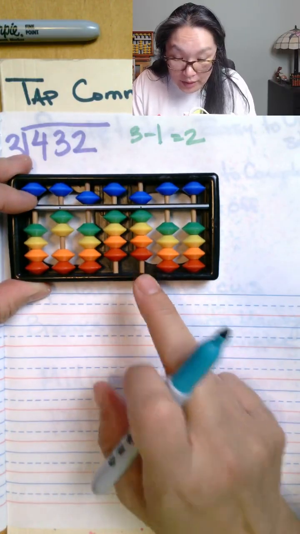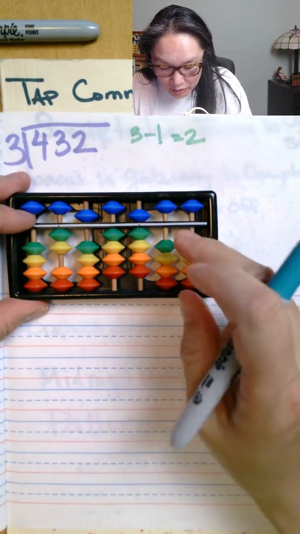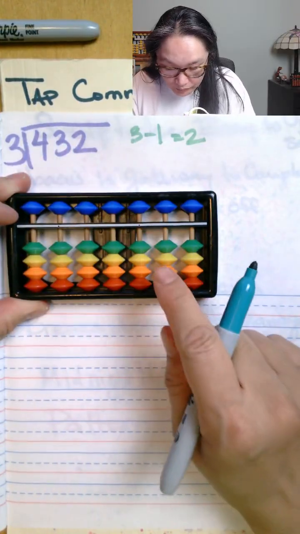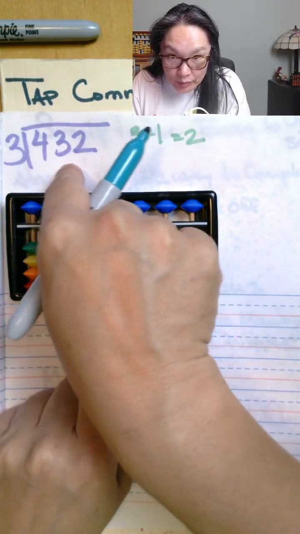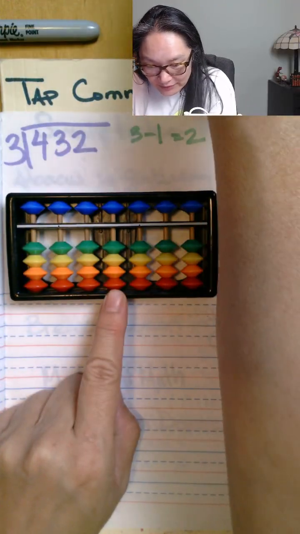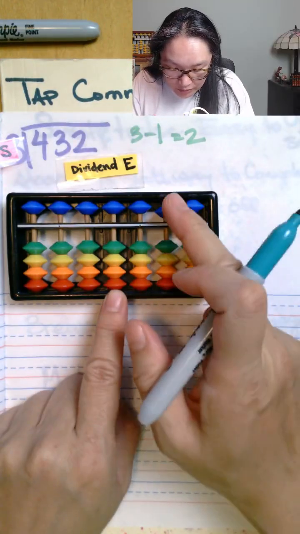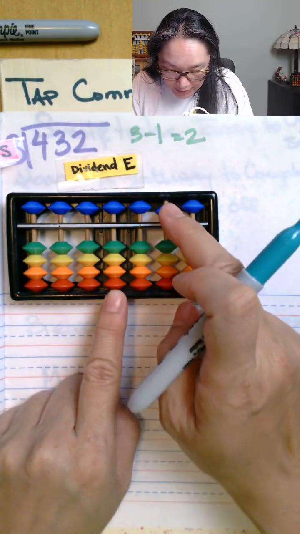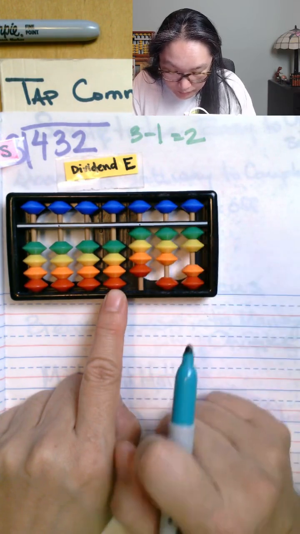So, we're doing division. I'm going to do 2, 1, 2. Now, what I'm going to do is put my divisor and my dividend on the abacus. So when I do that, my answer is going to be here. I add 4, 3, and then 2.